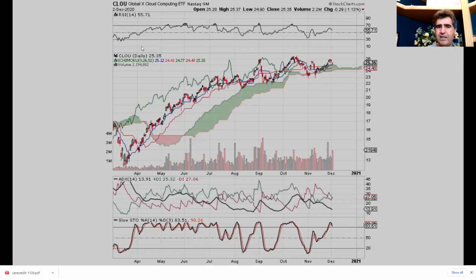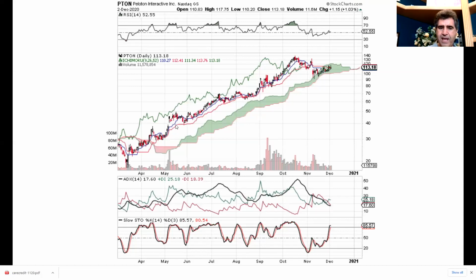Let's take a look at the Peloton. Now, Peloton, again, it was right around here. We gapped up, if you recall, and we were at this area where we just closed. And at that moment, again, we were above the turning line.